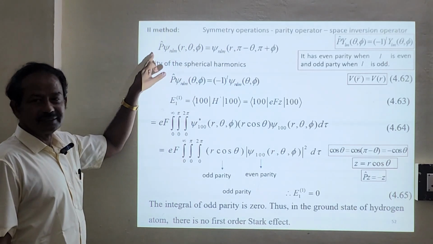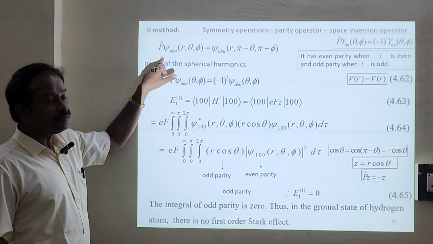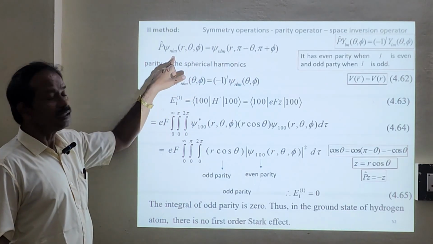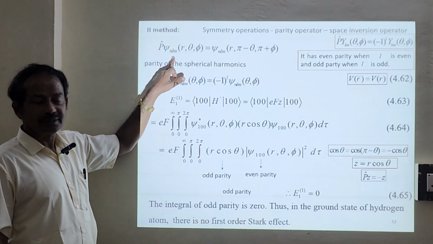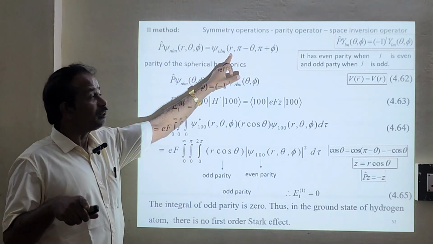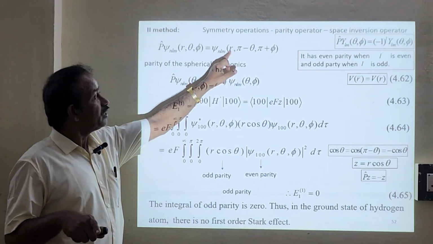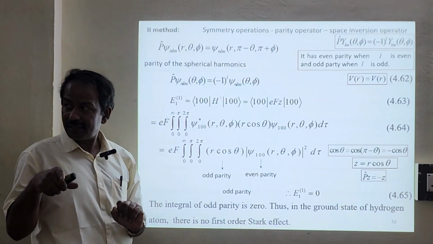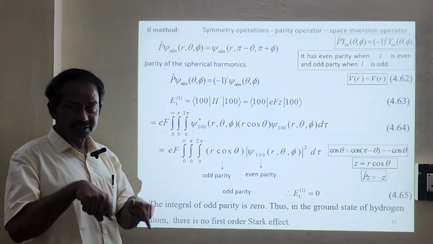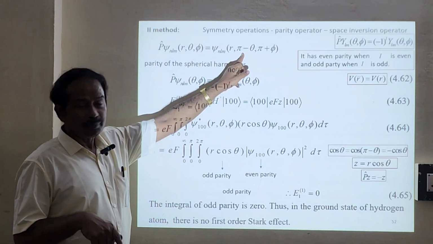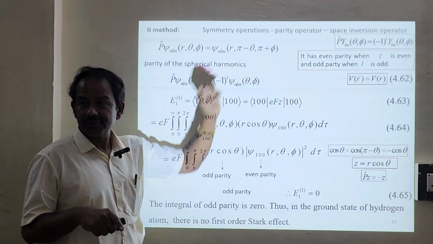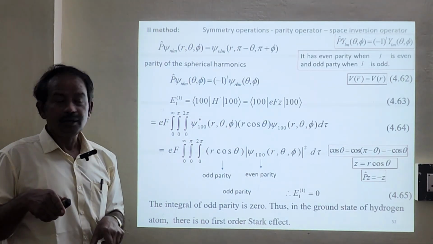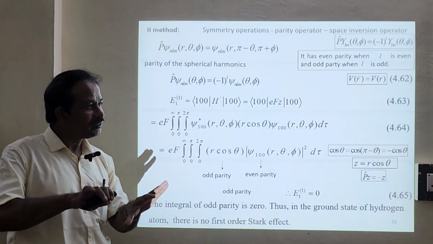Now the definition of the parity operator is given by this expression. The effect of the parity operator does not change the radial part; r becomes r itself. Theta becomes pi minus theta. So when you apply the parity operator to the system, theta becomes pi minus theta, and phi becomes pi plus phi. Whenever you see theta, you have to substitute pi minus theta.